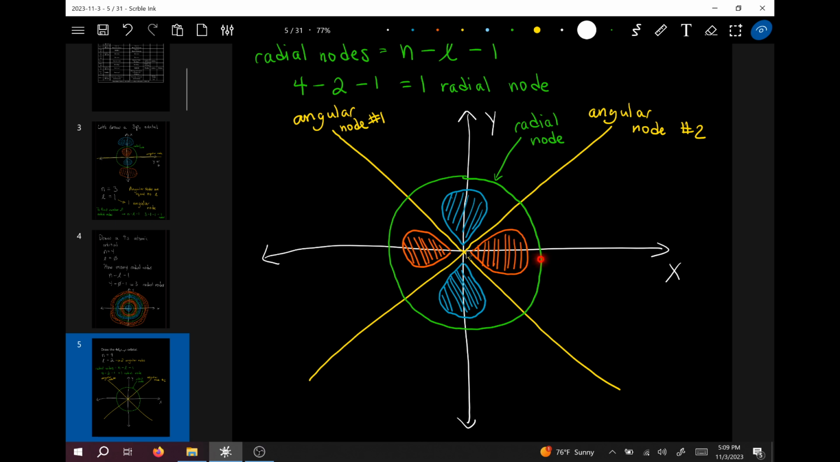Since there's a radial node, I better have a lobe on the opposite end of this node. If there wasn't a lobe over here, there's no reason for me to draw on this radial node. So because I know for a fact based on the math that there is one radial node, I know that I'm going to have to draw some lobes on the outside of this green circle.